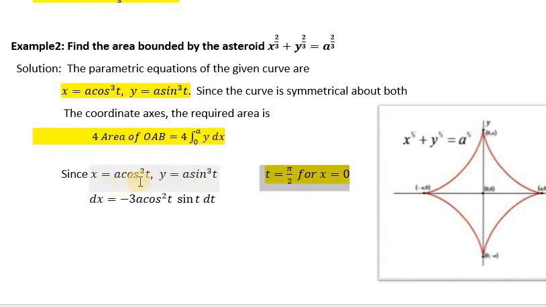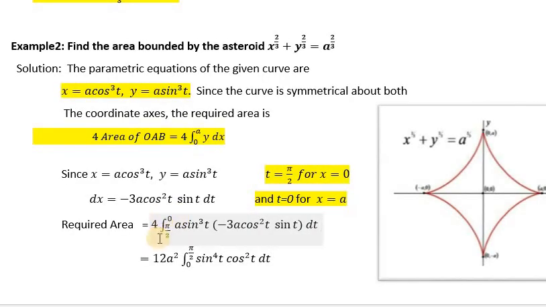And when we take the parametric equations, when t is equal to pi by 2, for x is equal to 0 you will get, see we have 2 limits, x is equal to 0 to a. When x is equal to 0, when you substitute in this one, you will get 0 is equal to a cos cube t. So cos 90 degrees is equal to 0. Therefore t is equal to pi by 2. And similarly, when x is equal to a, t is 0. Therefore the limits vary from pi by 2 to 0.